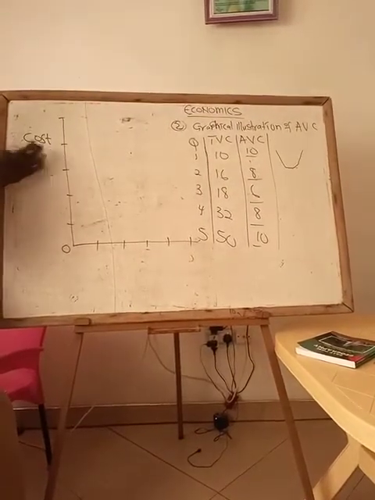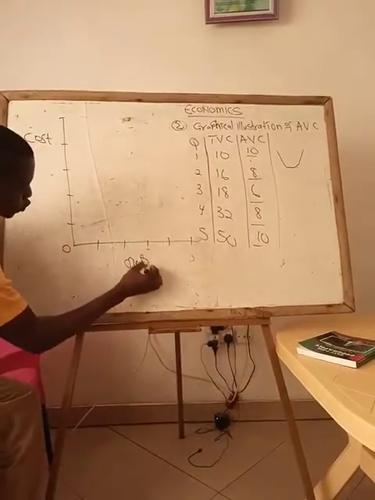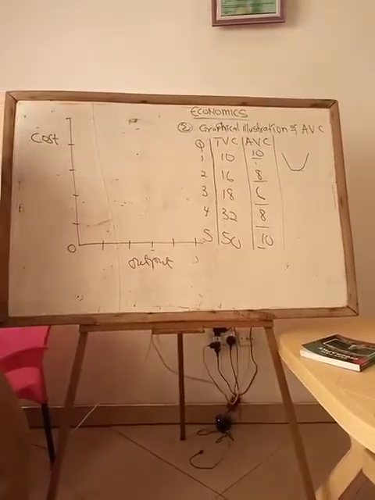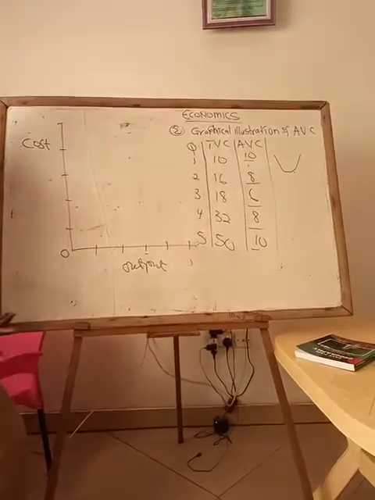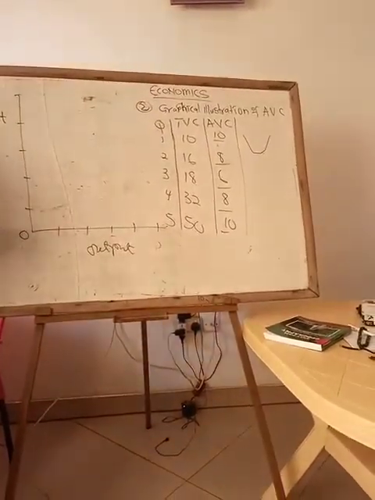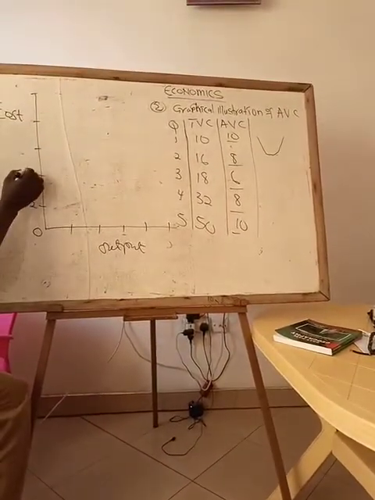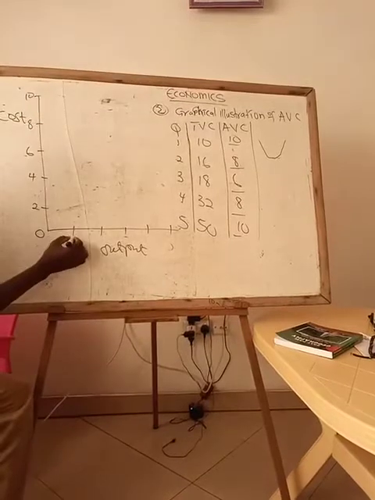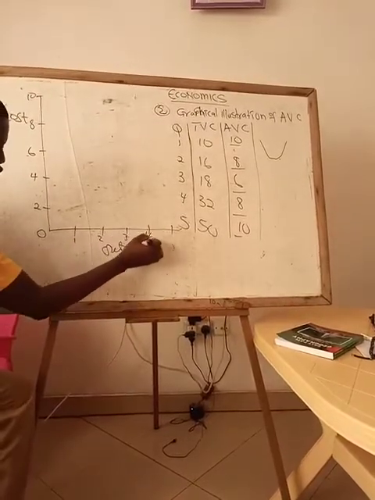It can be in cedis or dollars. And this side is output. So my highest figure is 10. My lowest figure is 6. So I think I can choose 2 centimeters equals to 2 units based on this particular graph that I have here. So this can be 2, 4, 6, 8, 10. Then I have 1, 2, 3, 4, 5.